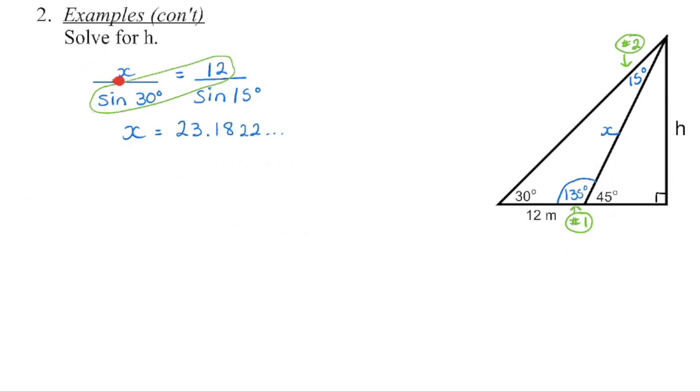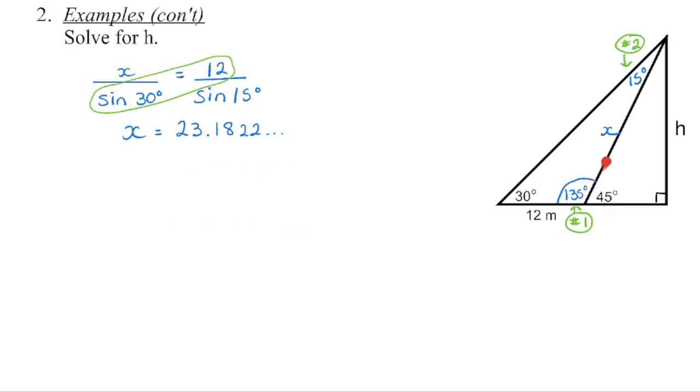And then I start with the side length on top, I continue with the side length on top. So the only other side length we know is 12 meters, which is this length from here to here. And that is opposite that 15 degrees. So then we can go ahead and solve this, and don't round off until the very end because we're ultimately not looking for X, we're looking for H.